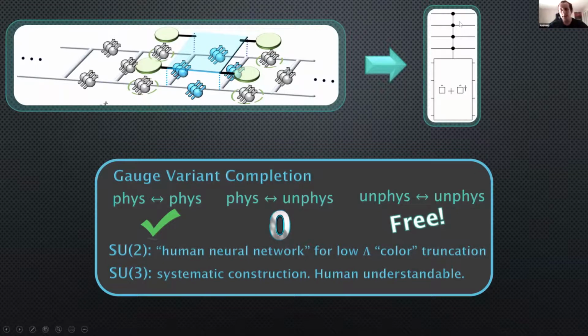Or in quantum circuit form, we can view this entire process in the quantum circuit language shown here, where these are the control links and these are the 4 links in the qubits. So one strategy that we looked at using to do this, we call it a gauge variant completion, where for the physical states that satisfy Gauss's law, we want to make sure we get the mapping between those correct. And we don't want any mapping between the physical and unphysical states. Then for the unphysical states, we don't care what happens to them as long as they map to unphysical states.